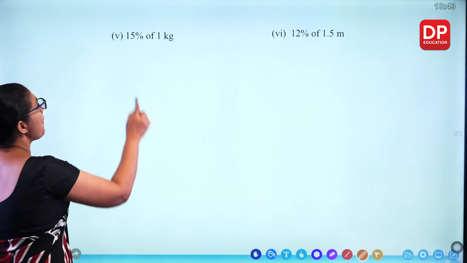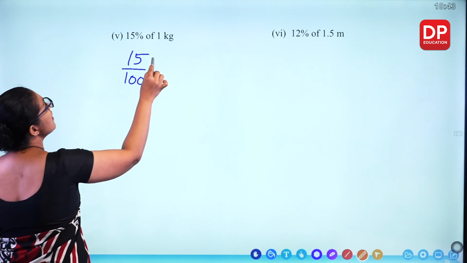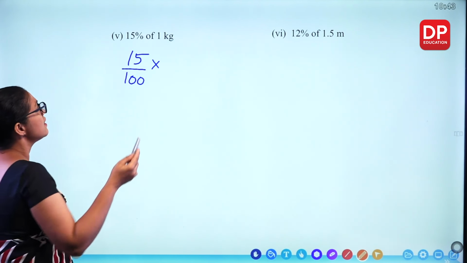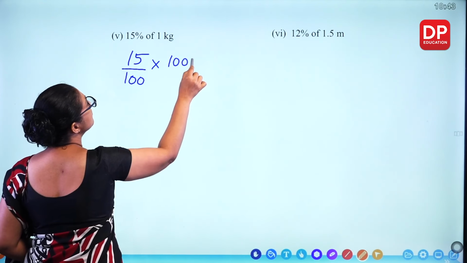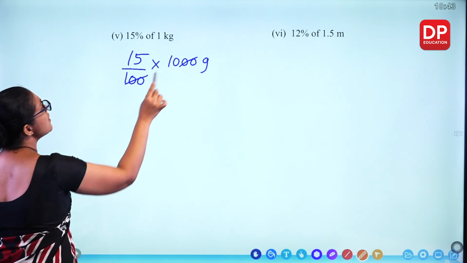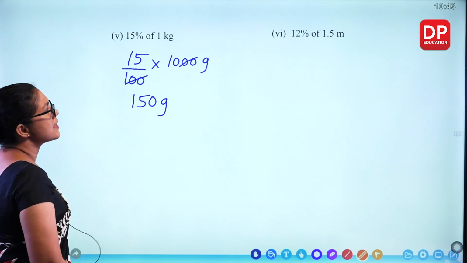Fifth part, 15%, 15 over 100 into 1 kilo. 1 kilo I'll write as 1000 grams. 2 zeros, 15 times 10, 150 grams.